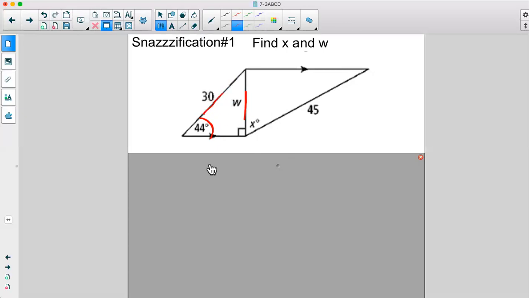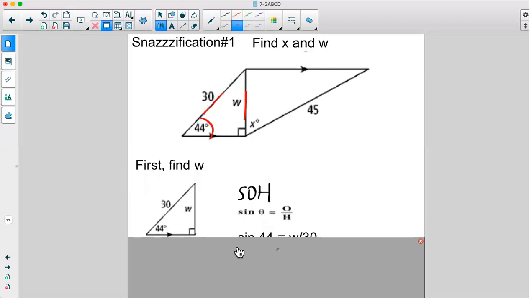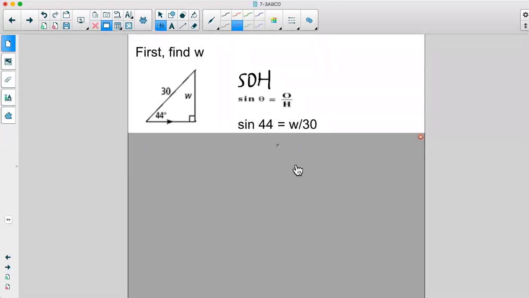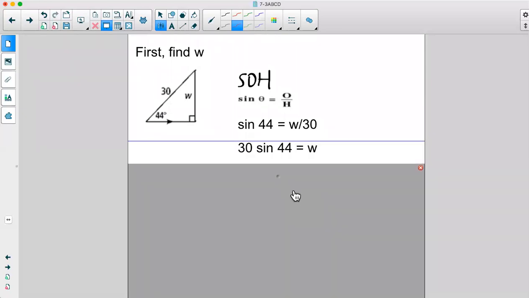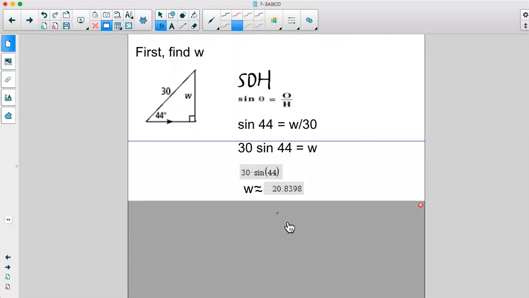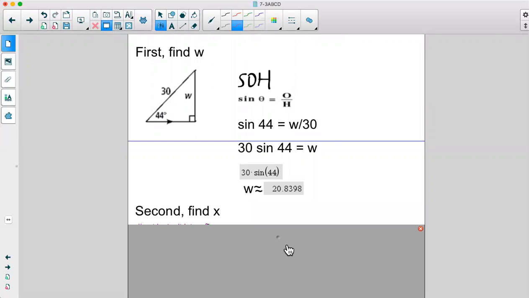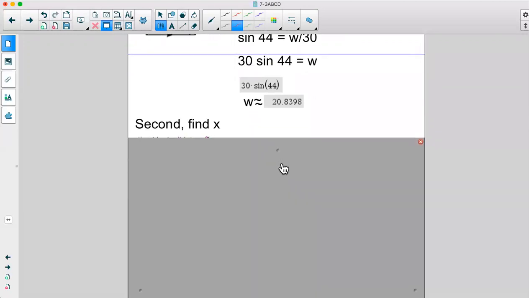Which trig function involves an angle, the opposite leg, and the hypotenuse? That would be sine. The sine of 44 equals opposite, W, over hypotenuse, 30. And you can solve that for W by multiplying both sides by 30. And you can punch that into your calculator for a decimal approximation. Now that we know what W is, we can hop inside the next triangle.